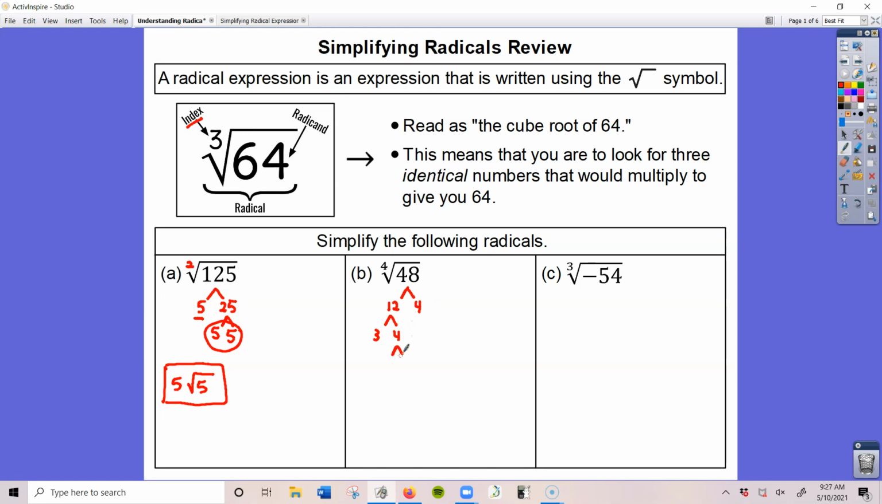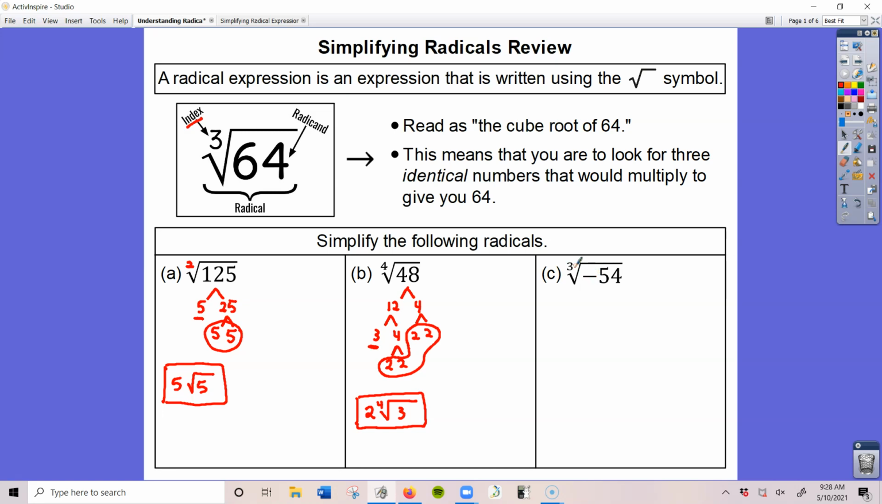Each of these 4s, however, can be broken down to 2 and 2. And then here another 2 and 2. So here we have the 4 identical numbers. This 2 gets to go outside, where the 3 will have to stay inside. So this radical can be rewritten as 2 4th root of 3. Don't forget to write down the index if it's anything other than a square root.